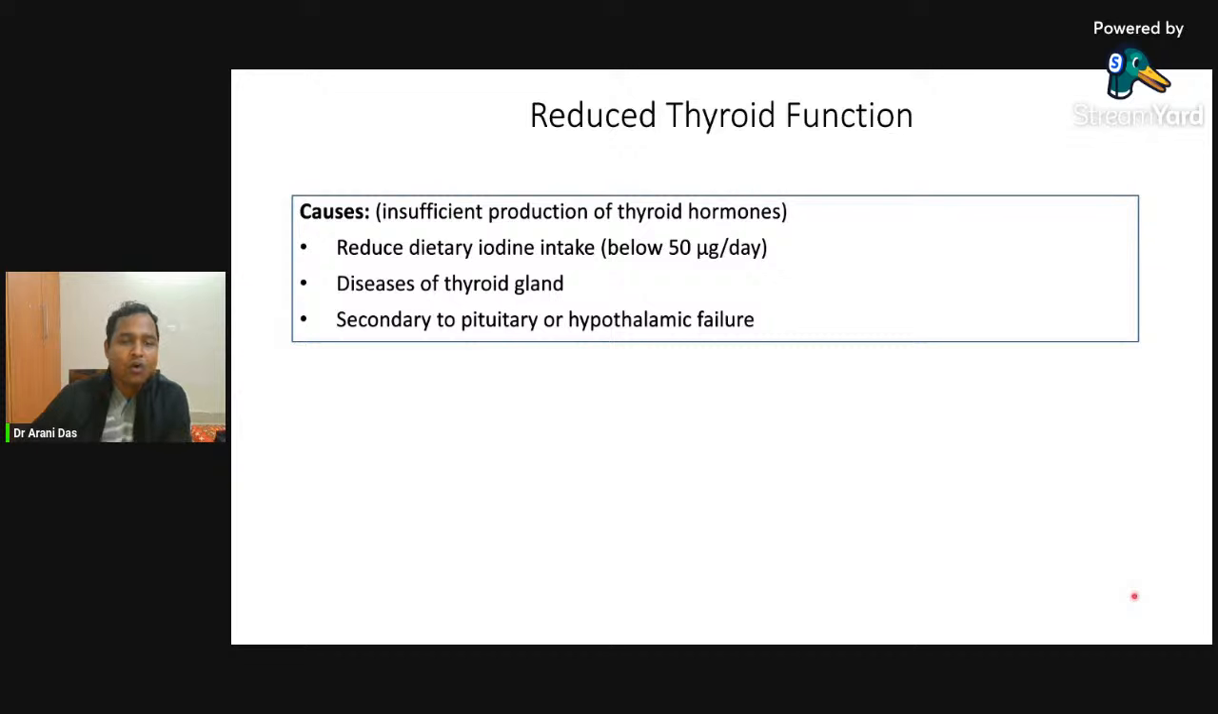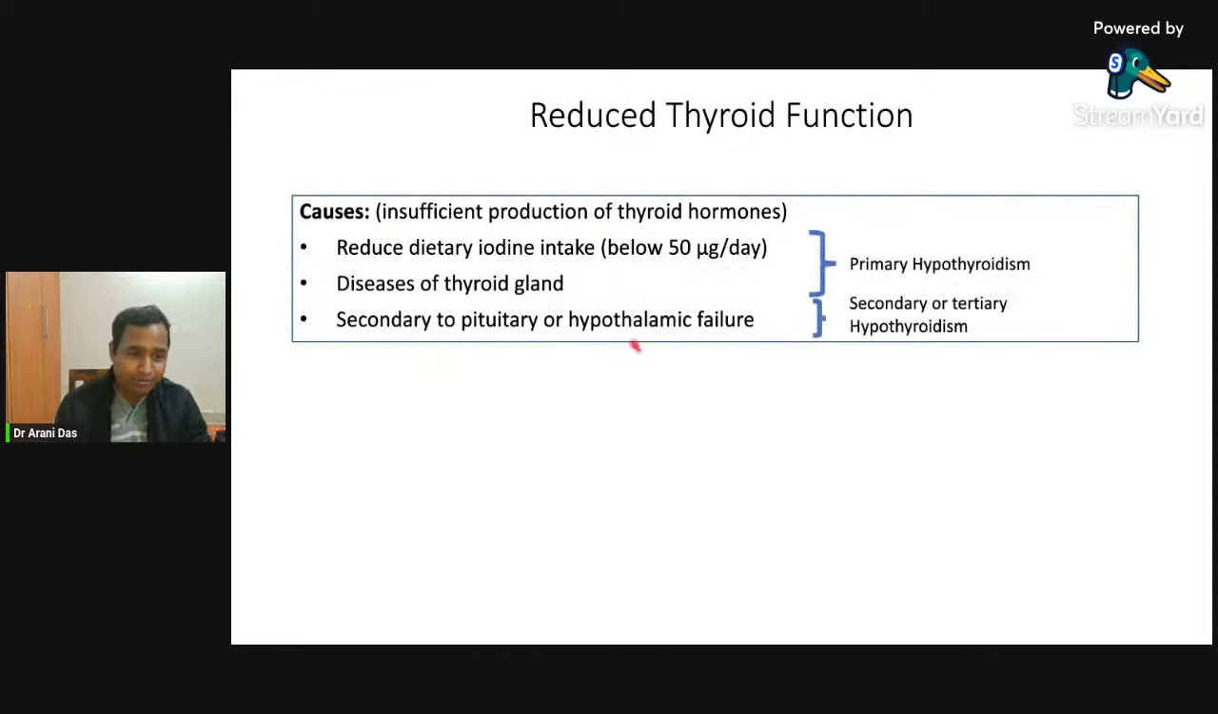There are different causes which can produce insufficient thyroid hormone production. What are the causes? First, most important, reduced dietary iodine intake. We all know iodine is one of the important constituents of thyroid hormones. If the intake of iodine is less, below 50 microgram per day, that may produce iodine deficiency and reduced thyroid function. Then diseases of the thyroid gland itself, producing less thyroid hormone secretion, and secondary to pituitary and hypothalamic failure. The first two causes produce primary hypothyroidism, and the last ones produce secondary or tertiary hypothyroidism.